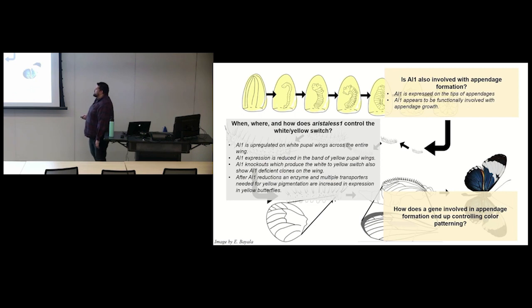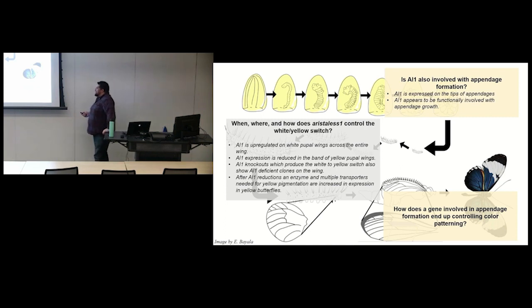Okay, so what I told you so far is that aristaless 1 is upregulated in white pupal wings. Its expression is reduced in the yellow ones. Aristaless 1 knockouts, which produce a white to yellow switch, also show those effects in expression. And finally, after the reduction of aristaless 1, there is an upregulation of specific enzymes and a set of transporters that are needed for producing this yellow pigmentation.